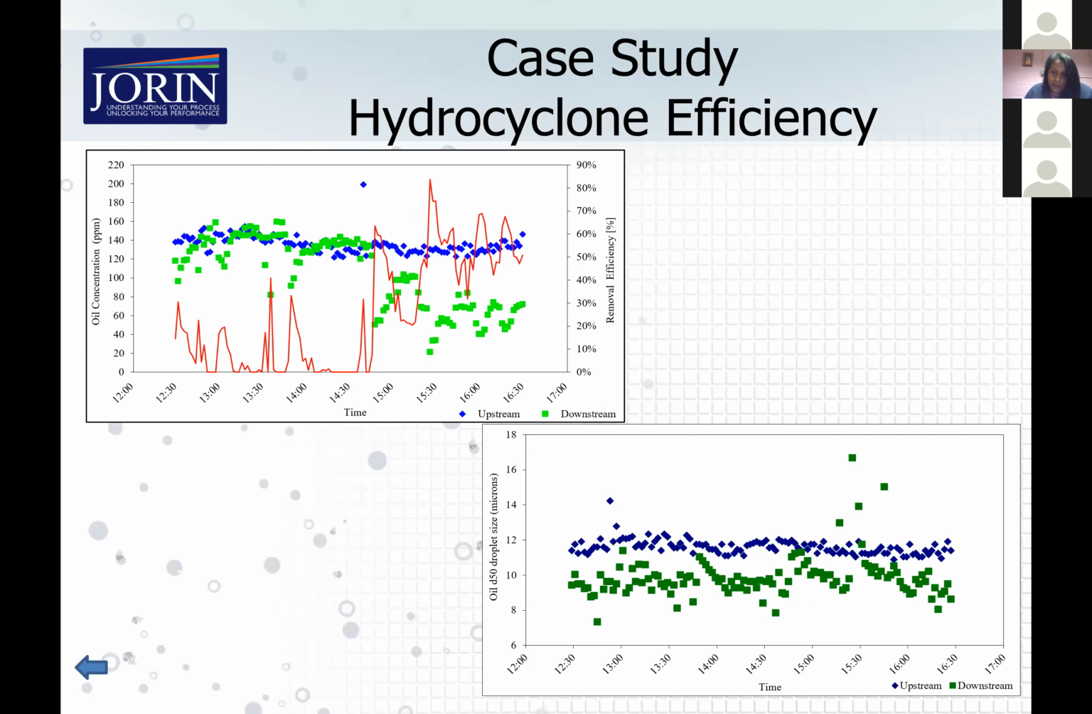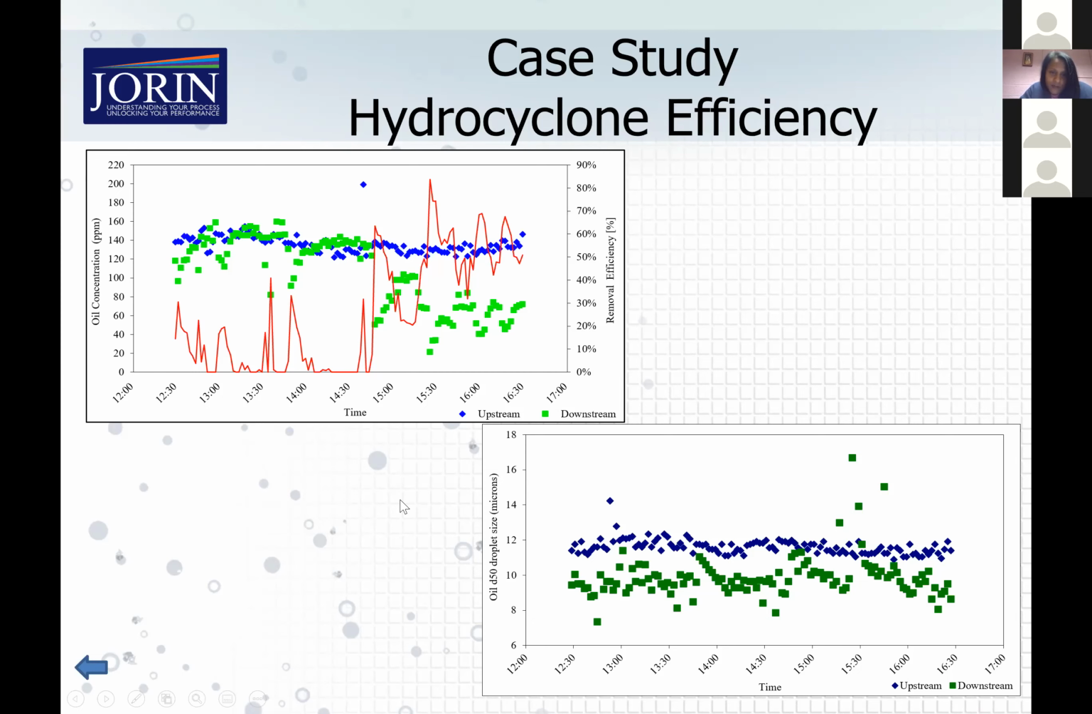So I'll go through a few case studies. And again, this isn't meant to be complex information. It's not hard data. It's really just data we've collected over a period of time. We've done a fair bit of consultancy work for many clients. And these are just some really simple examples of where and how using the ViPA to get that online data is really helpful. So this is a hydrocyclone example.